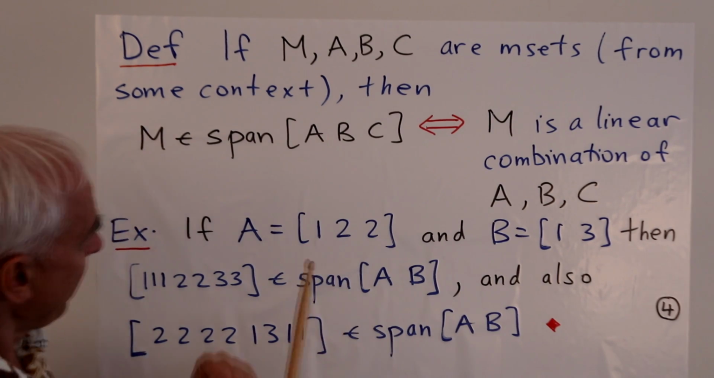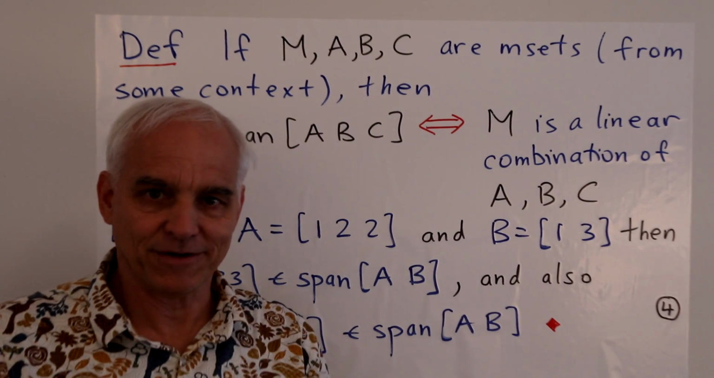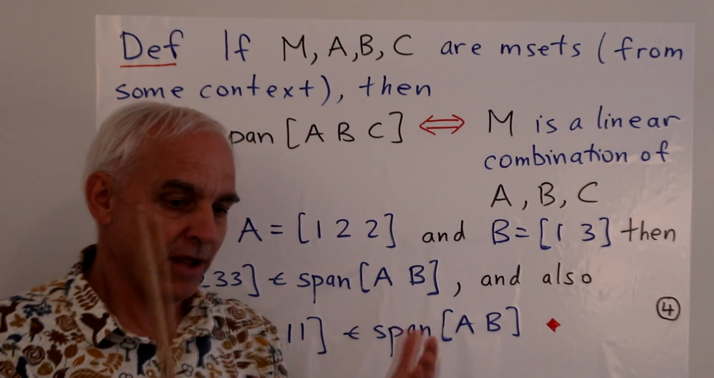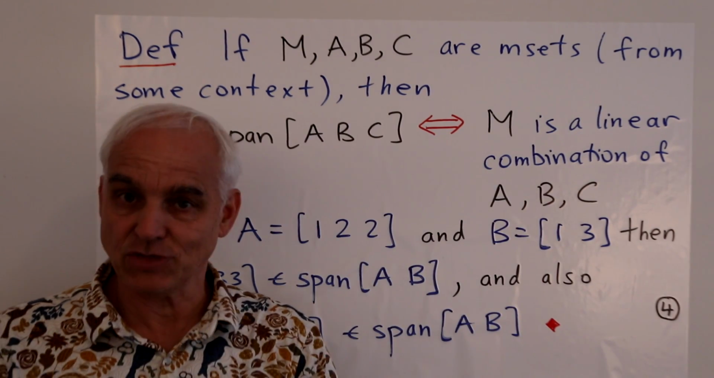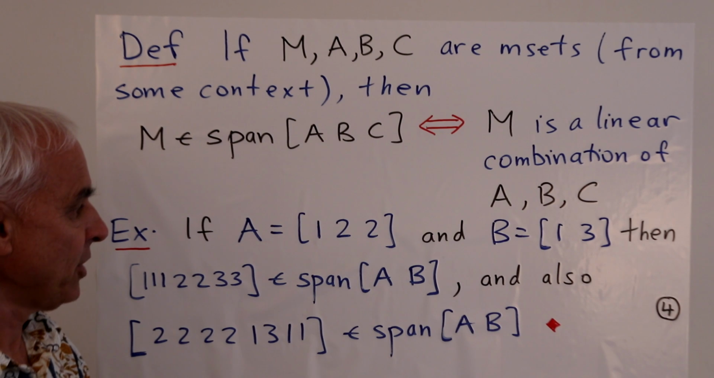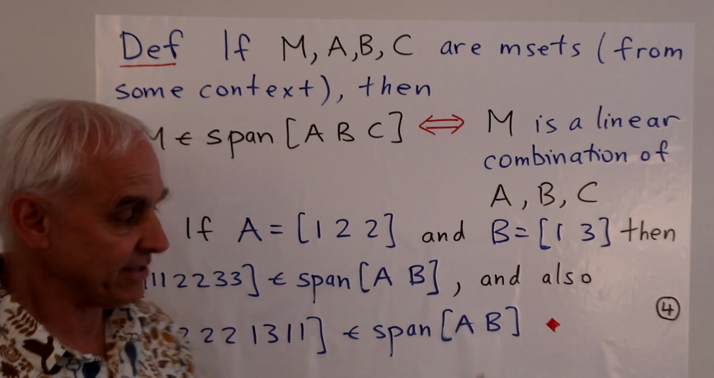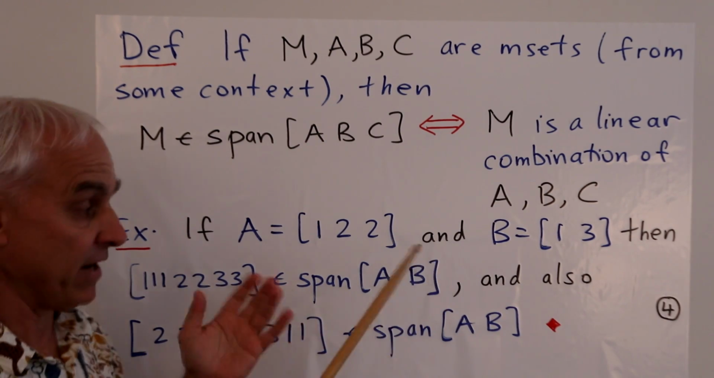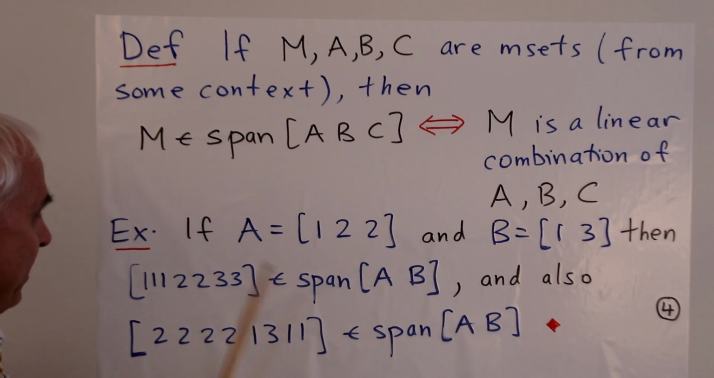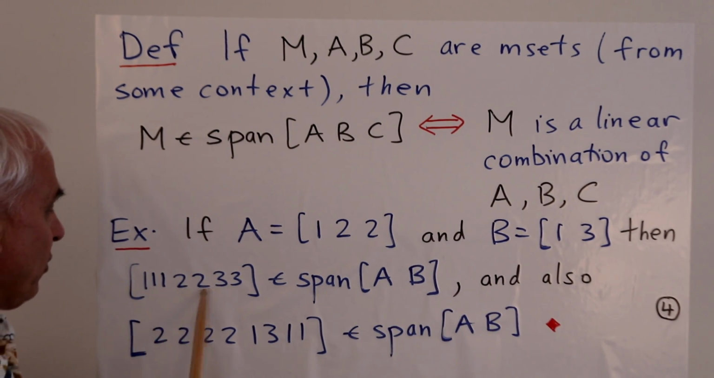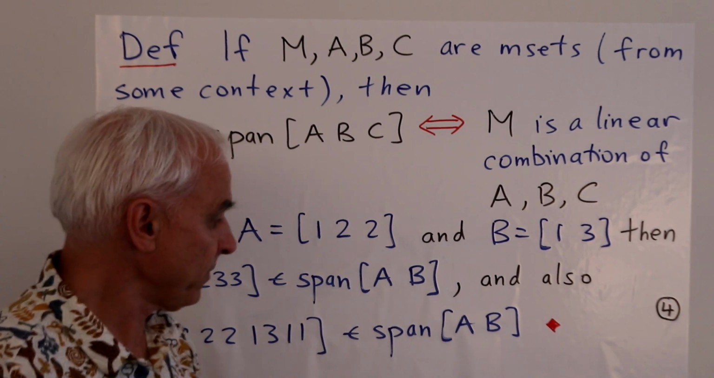And note that I've put A, B, and C together in an mset. So I've created a bigger container that contains the A, B, and C, which are the ingredients of the linear combinations we're considering. For example, if A is the mset 1, 2, 2, that's an mset of natural numbers, and B is the mset 1, 3, then this one here, 1, 1, 1, 2, 2, 3, 3, that's an mset that is in the span of A and B.